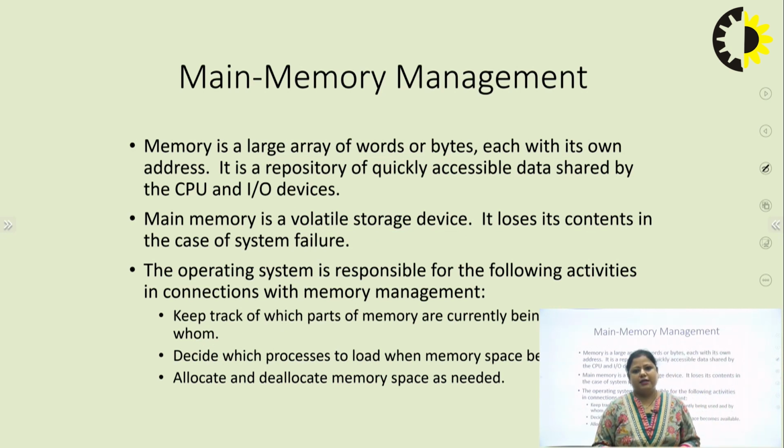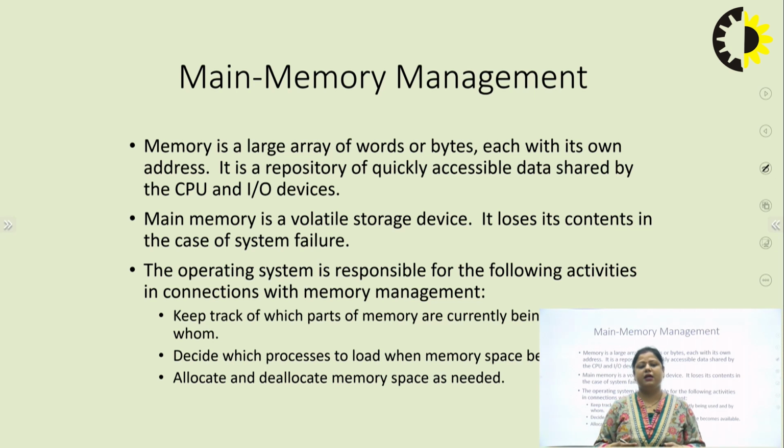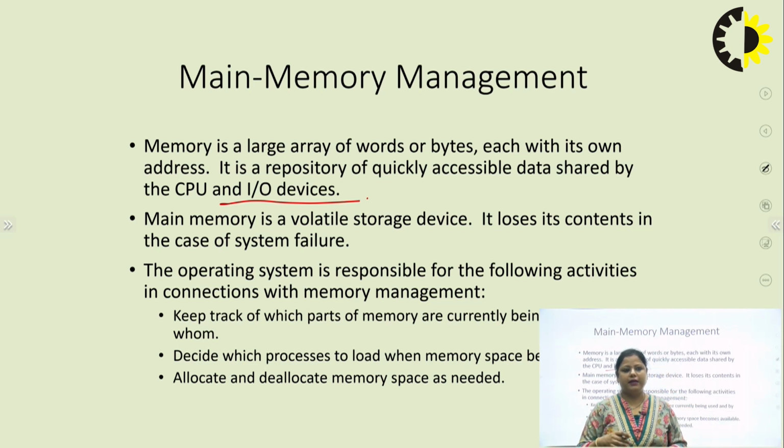Next is, what is main memory management? As we know, main memory is directly attached with the CPU. So, only the running process and the process that is going to run are loaded in main memory. Main memory is a large array of words or bytes, each with its own address. It is a repository of quickly accessible data shared by the CPU and the input-output devices. Main memory is a volatile storage device, as we all know. That's why we use secondary memory, and it loses its contents in the case of system failure.